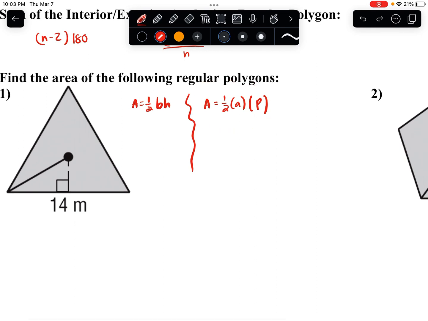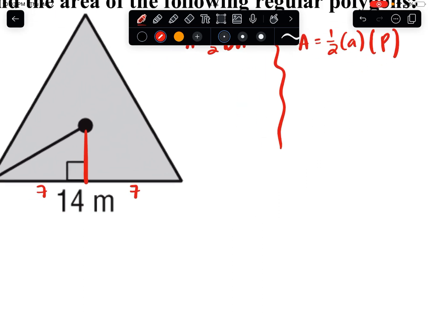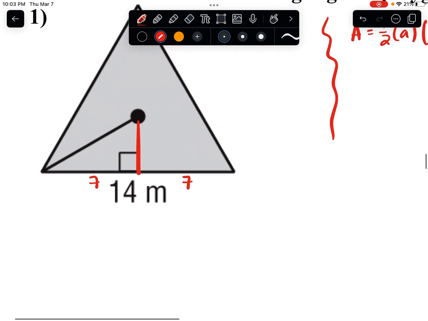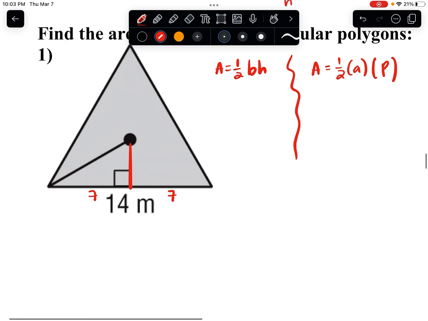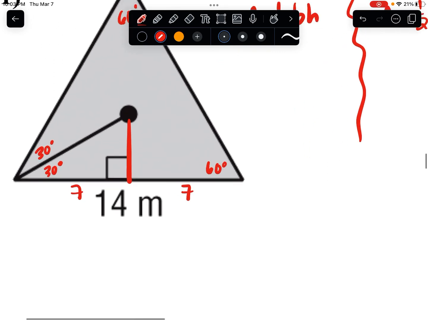So if you notice, we have here one of the sides, and since we have the apothem here, we could say that this is 7 and splits it into 7 and 7 because it is a perpendicular bisector. We should also recognize that since this is a regular polygon, this is a regular triangle, it is equiangular. So that means all angles are 60 degrees. This one in the bottom left corner will be divided or bisected to 30 and 30. The moment we do that, we have a 30, 60, 90 triangle.